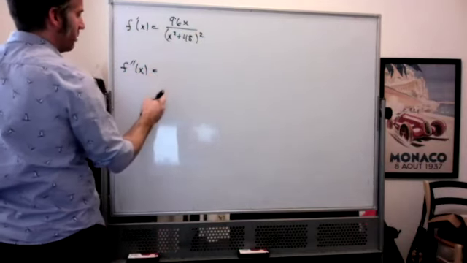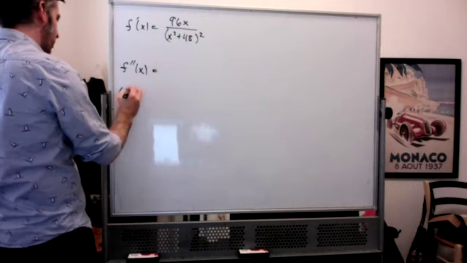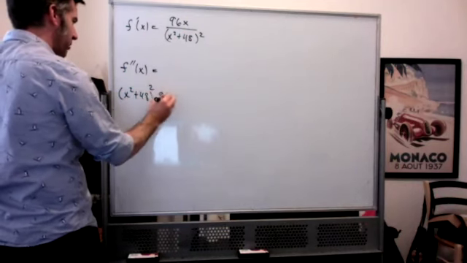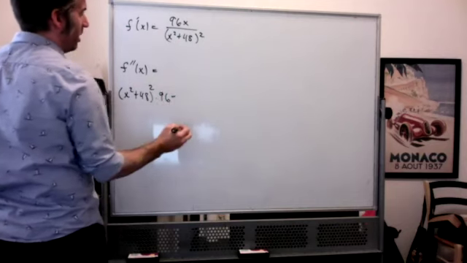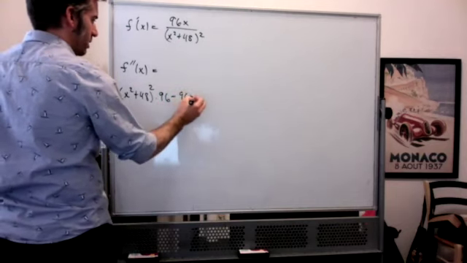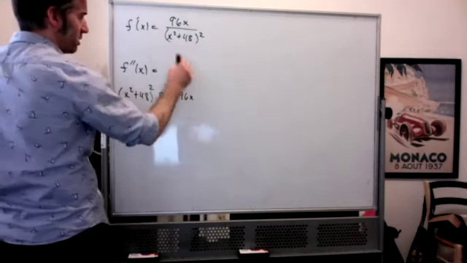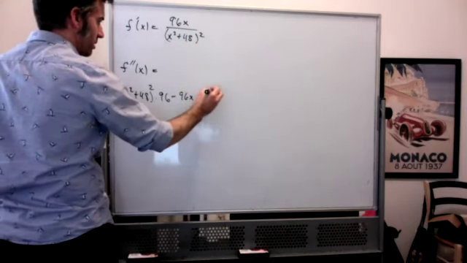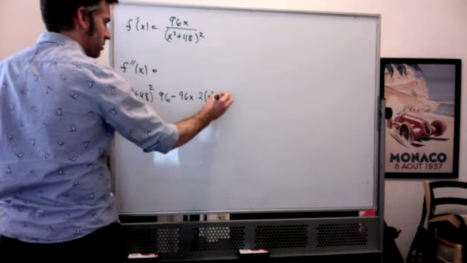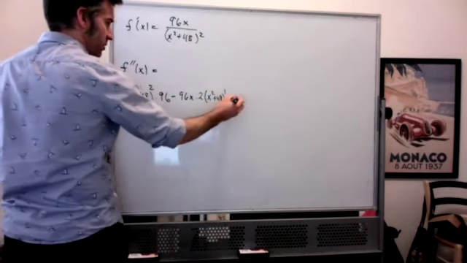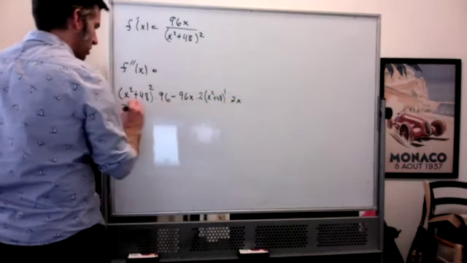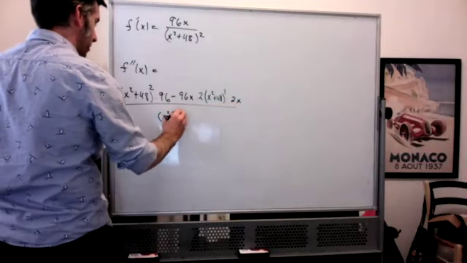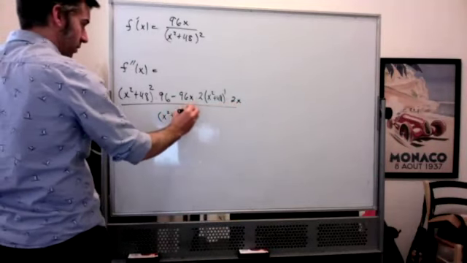Derivative, and it's going to be the bottom. Okay, here's where we have to be a little extra careful. Bottom times the derivative of the top minus the top times the derivative of the bottom. So I've got some stuff squared, so it's going to be 2 times my stuff to the first times the derivative of my stuff, which is 2x, all divided by the denominator squared. That's going to be x squared plus 48 to the fourth.